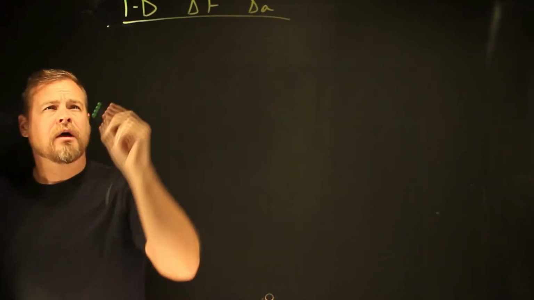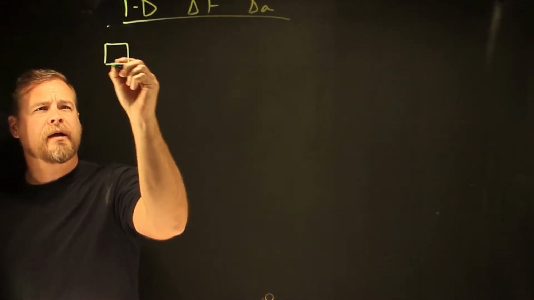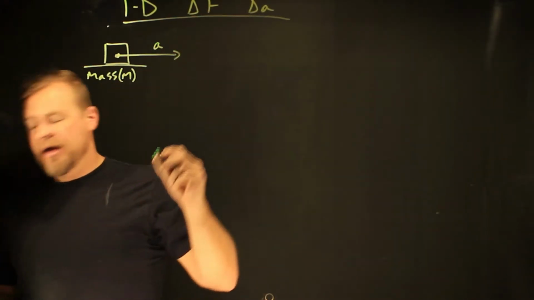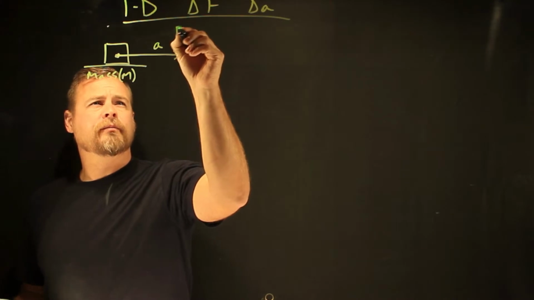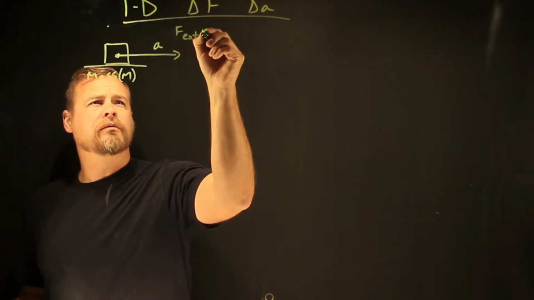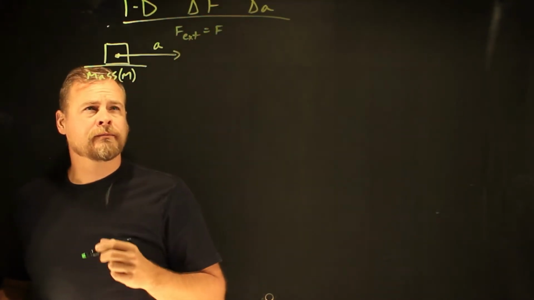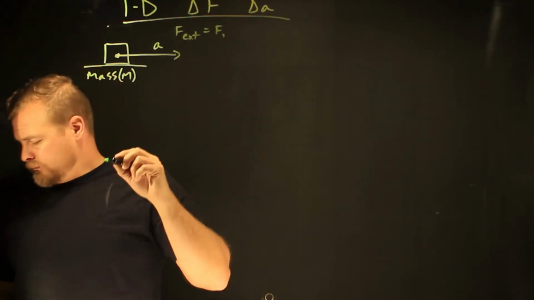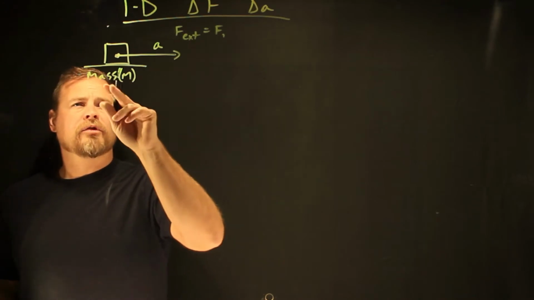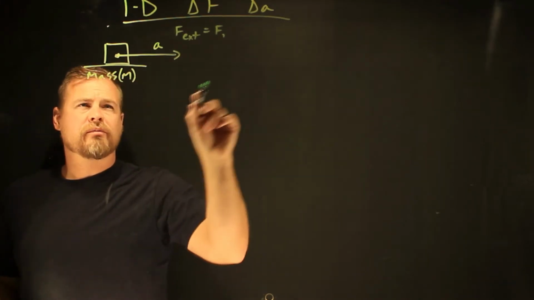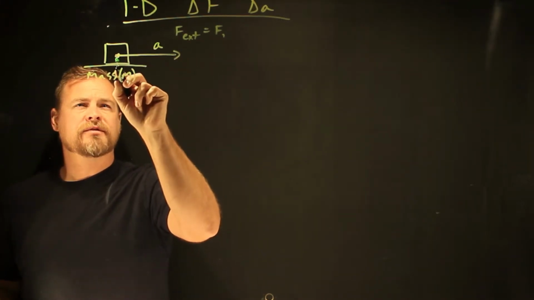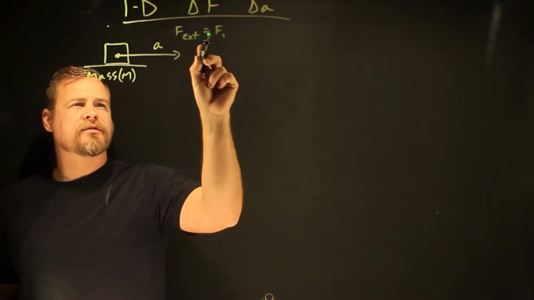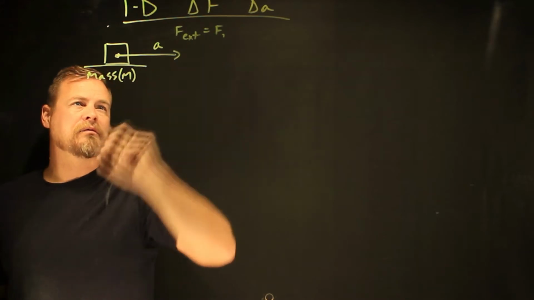Okay. The first example is a box sitting on a table, and it has some external force F. Okay, we'll call F1. So this is kind of our starting point. We'll keep going back to this. So this center of mass is accelerated because there's an external force acting on it of F.